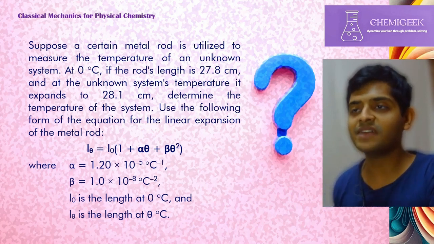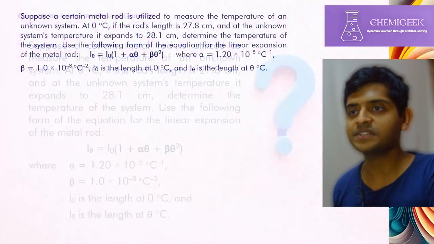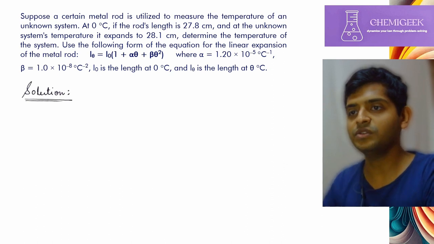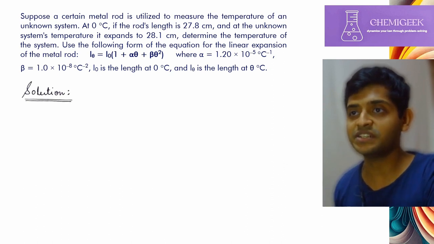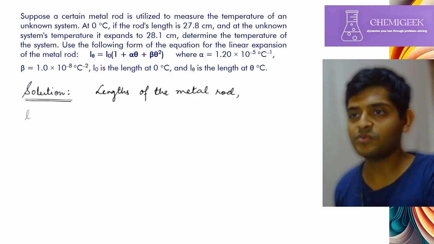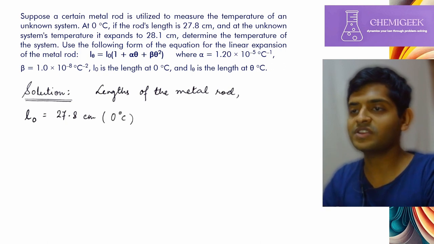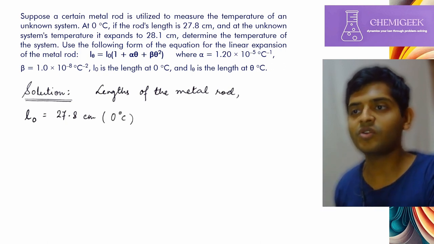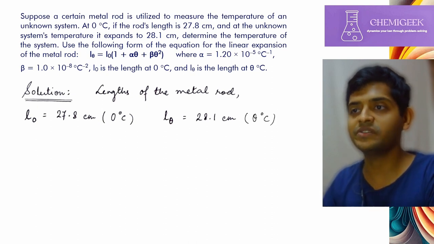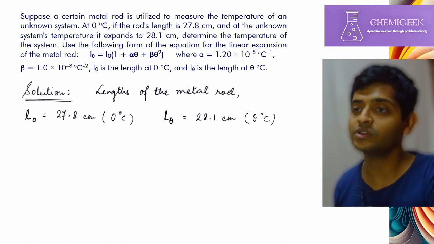So what we can understand from this question is that there is a metal rod which needs to be utilized for measuring the change in temperature of the system. So basically we have to determine the change in temperature. Whenever we are going for a solution, we should write down all the data which is given. That is why I have rewritten all the data, although they are already there in the question. Still, we should have a good habit of writing the data while we are solving the question.